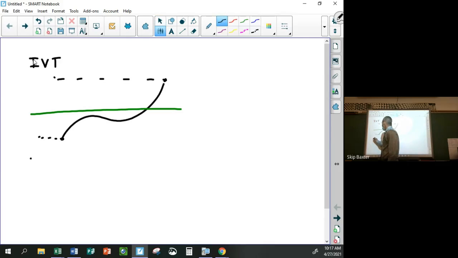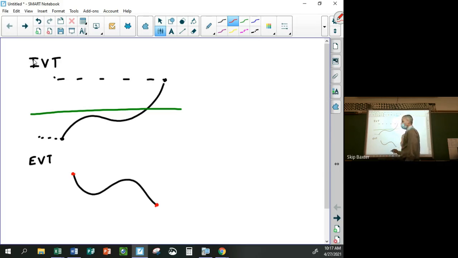EVT is the extreme value theorem, and it just states that if you have a continuous function, it has to have a max and a min. So in this case, the max would be there, and the min would be here at the endpoints, but they might be somewhere in the middle, okay? That's what EVT says. IVT says you have to hit every y value from here to there, and EVT just says if you have a continuous function, it has a max and a min.